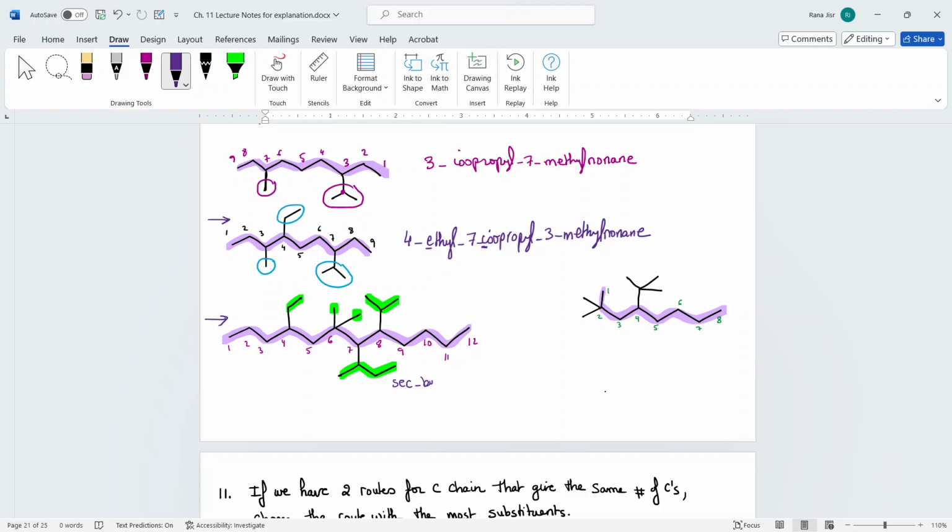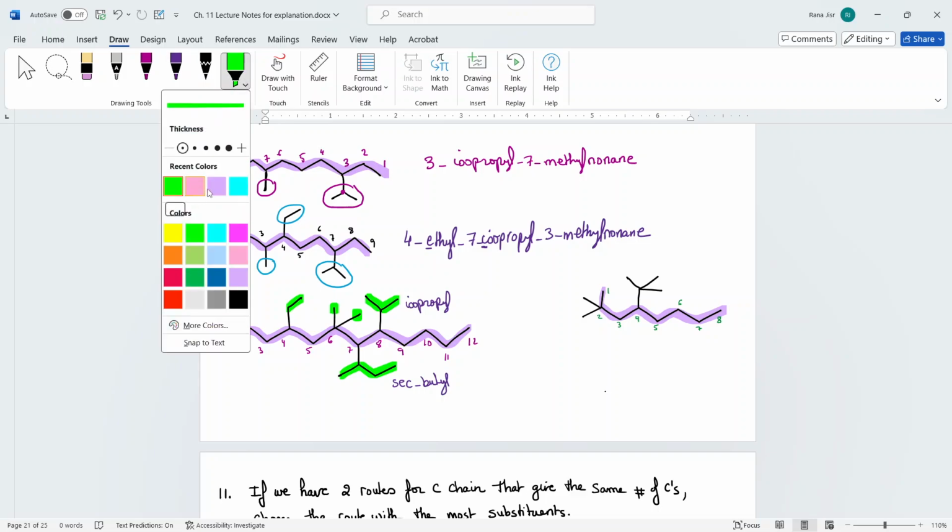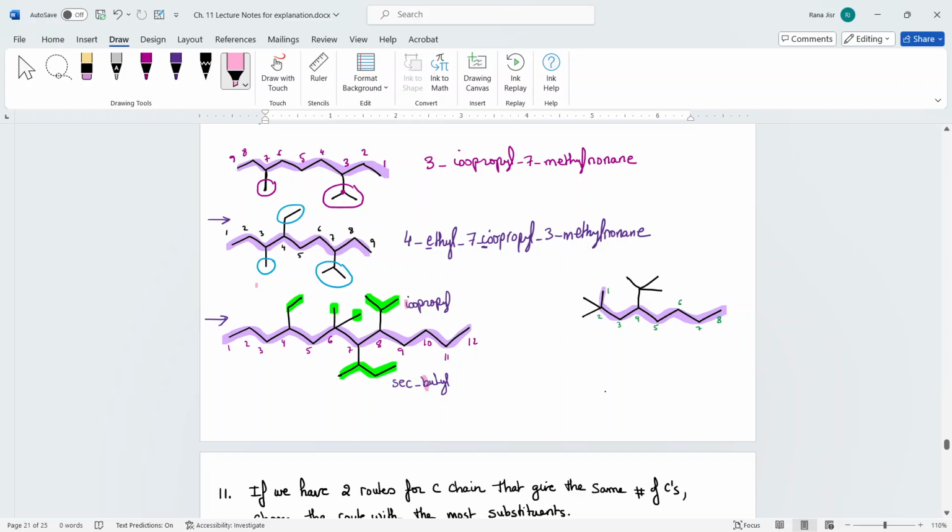So this one is a secondary butyl. This one is an isopropyl. I is part of the name. The S in the secondary is not. So here I would need to look at the B in the butyl. I would need to look at the I in the iso. And then, of course, I do have my methyl groups in there. So I need to look at the M. And I have my ethyl. I need to look at the E.